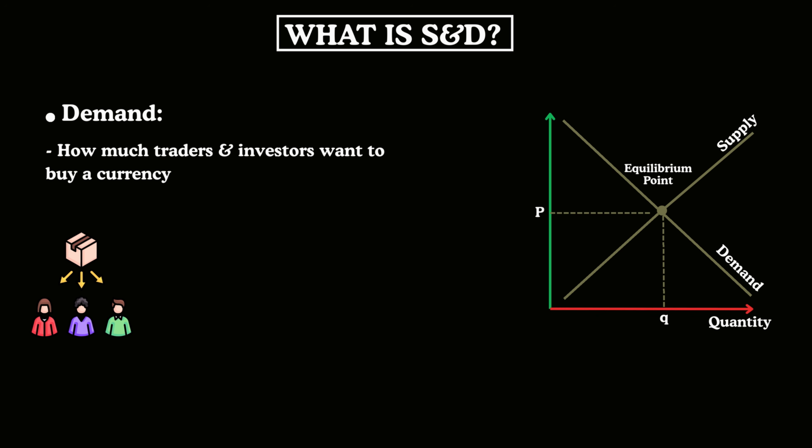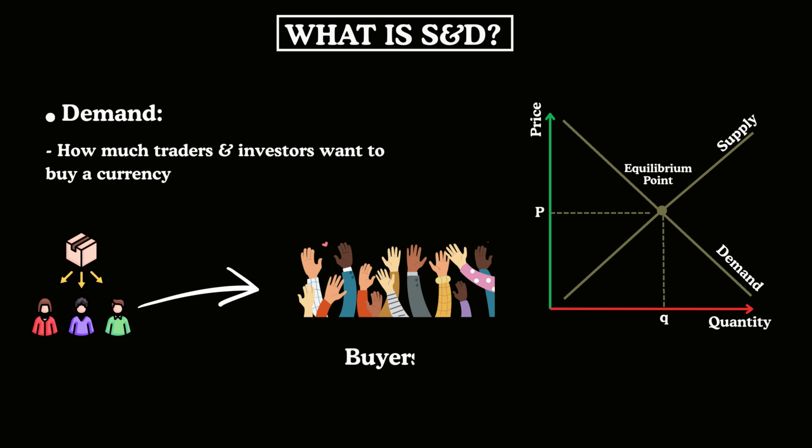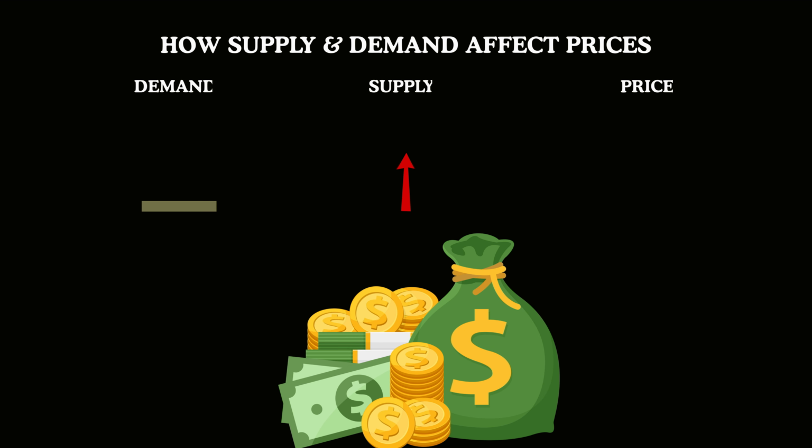On the flip side, we have demand. Demand reflects how much traders and investors are willing to purchase a currency. When a large number of people want to buy a currency, it indicates high demand. If the demand for a currency increases while the supply stays constant, the currency's price will rise. Conversely, if the supply increases while demand holds steady, the price will fall.